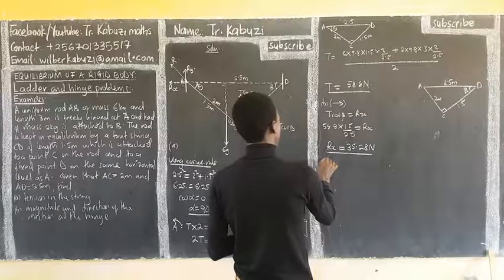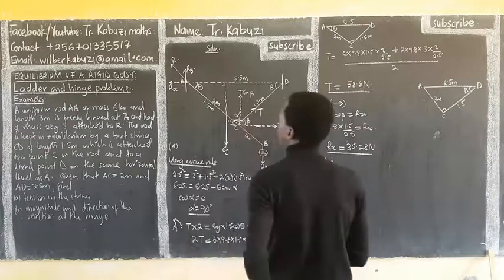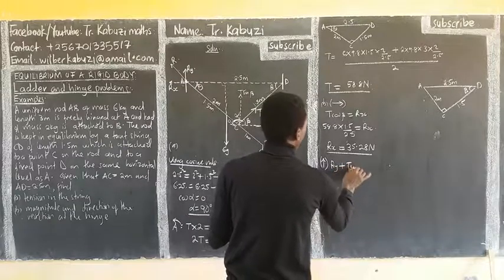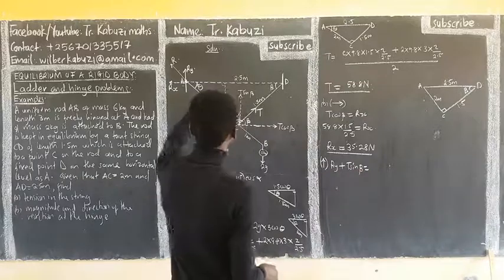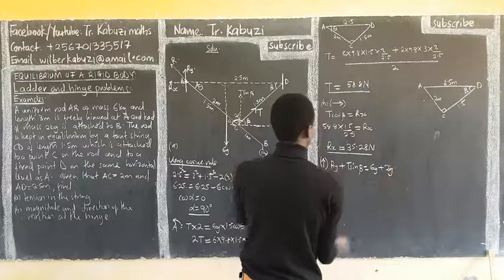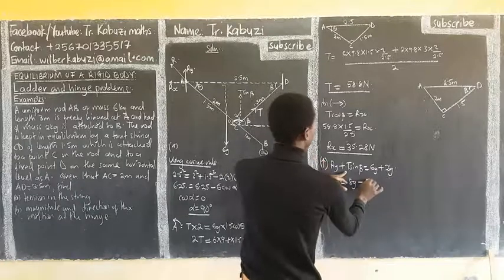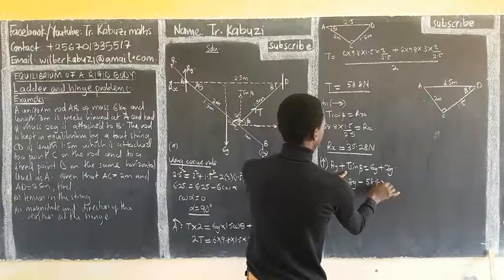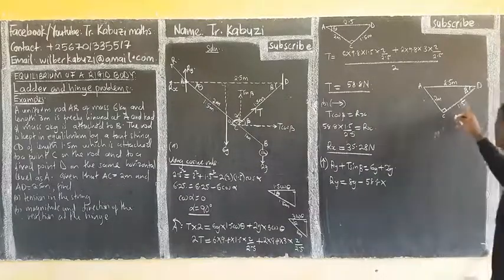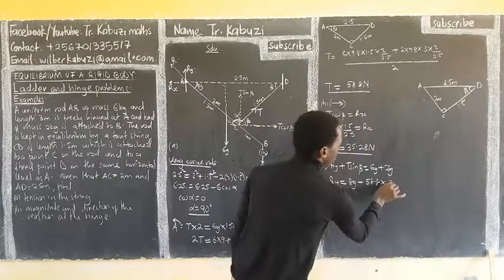If I want now the vertical, I resolve vertically. Vertically we have Ry, plus T sine beta, equaling, now this one is acting downwards, we have 6g plus 2g. So my Ry is going to be 8g minus T, which is 58.8, times sine beta. Sine is opposite over hypotenuse, which is going to be 2.